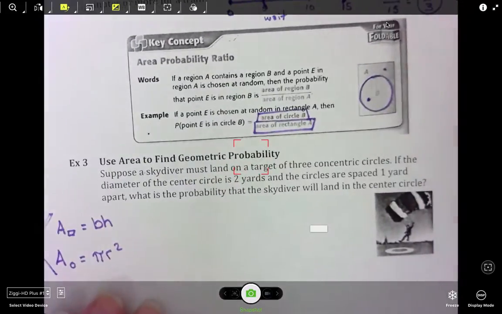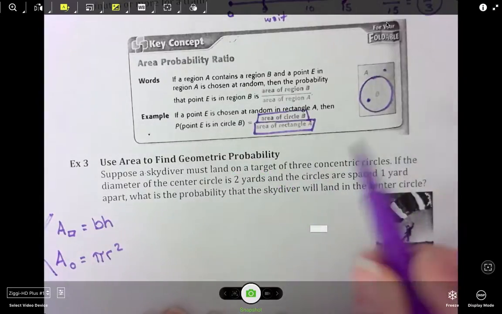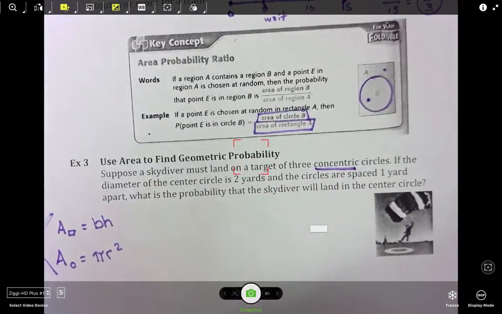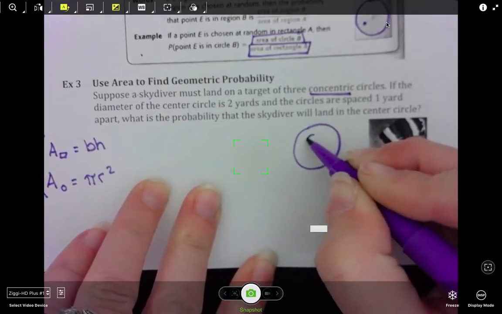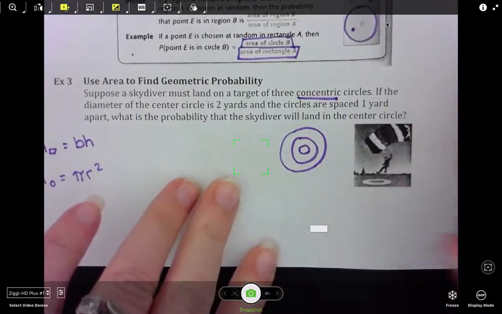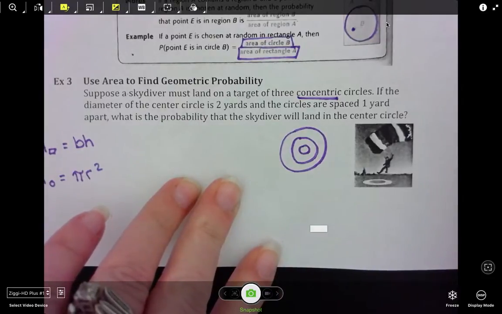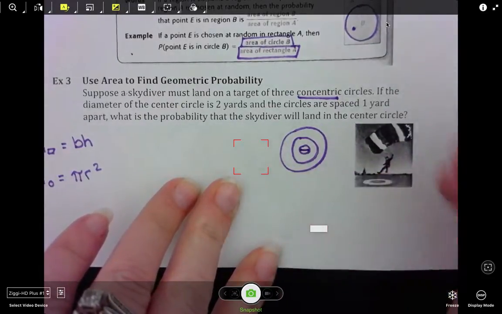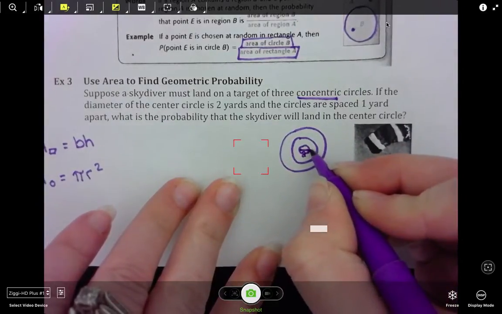For this particular example, they are talking about a skydiver landing on a target of 3 concentric circles. If you don't know what concentric means, that just means 3 circles inside of one another. So I have a circle here, a circle here, and a circle here. There are 3 concentric circles, 3 circles inside of each other. Don't judge my circles, they're not perfect. If the diameter of the center circle is 2 yards, so from here to here, that's 2. That's really tiny. And the circles are spaced 1 yard apart. So from here to here is 1 yard.